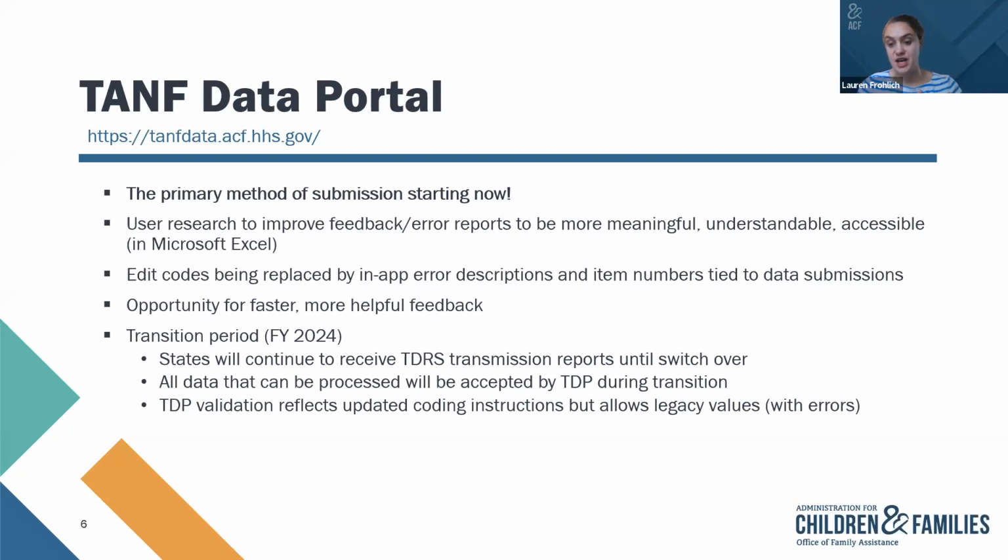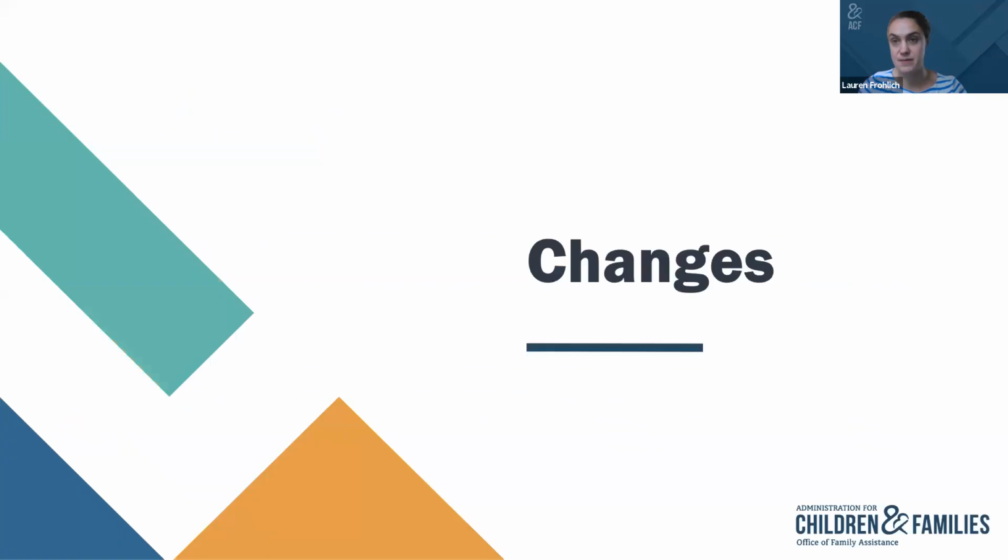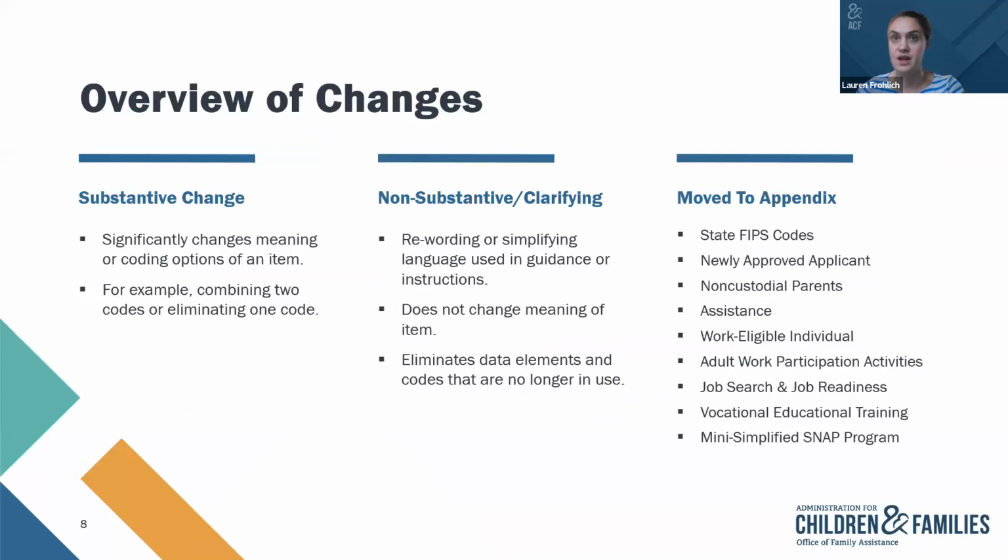But it's not going to reject a case or a record if it's using legacy values. It's just going to tell you that there's an error, again, in an effort to help improve data quality. So with that, I'm happy to answer more questions about that later on in the presentation, but did want to get into some of the key changes we made here.